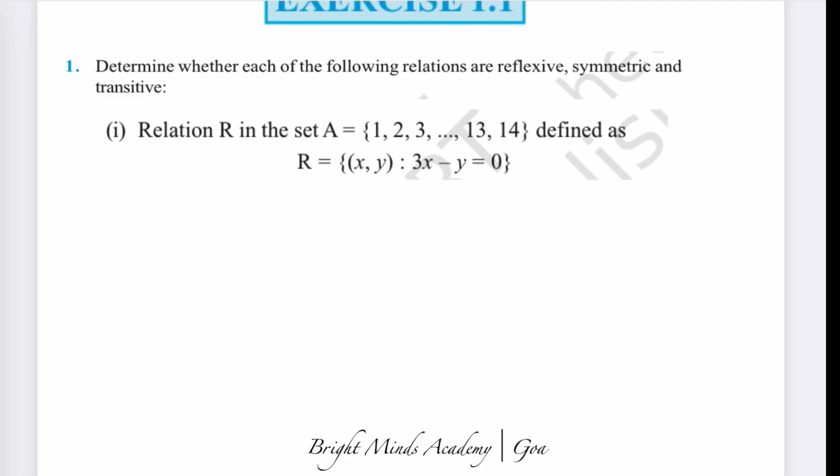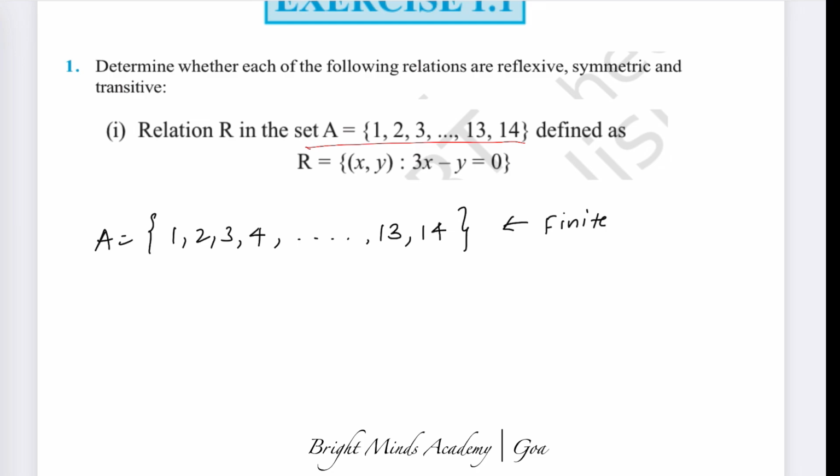So starting with the first question right here, we are given a set A. So I'm going to quickly write down the set A that is mentioned here. Set A is basically the set 1, 2, 3, 4 all the way up till 13 and 14. Now whenever you're given a finite set, it is necessary that you write down what the relation will look like. So if you see, the relation satisfies the condition: the ordered pair x comma y such that 3x minus y will be equal to 0.